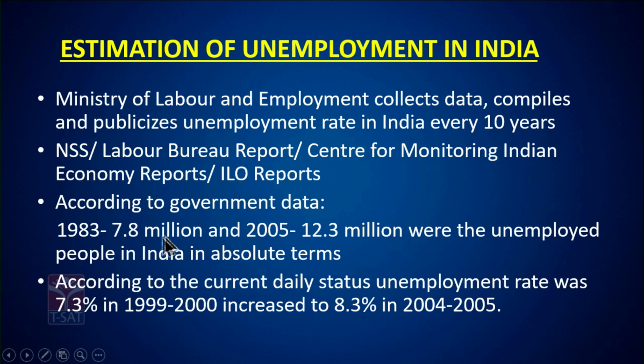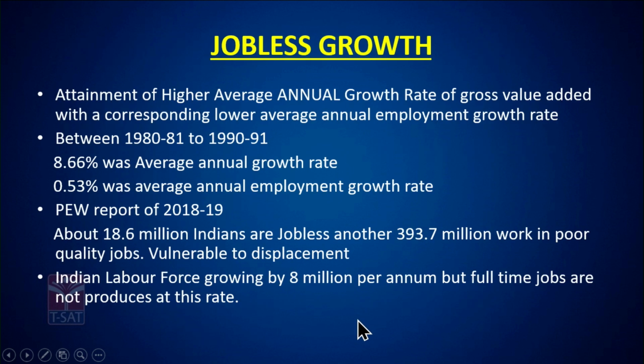According to the government data, in 1983, 7.8 million people were, in absolute terms, suffering from poverty. In 2005, it has increased rather from 7.8 million to 12.3 million. According to the current daily status unemployment rate, it was 7.3% in 1999-2000, which increased to 8.3 in 2004 and 5.